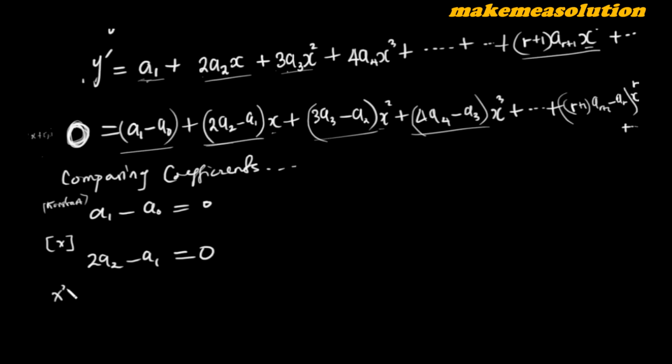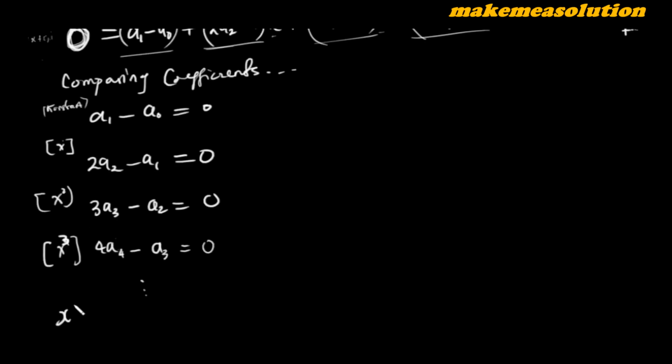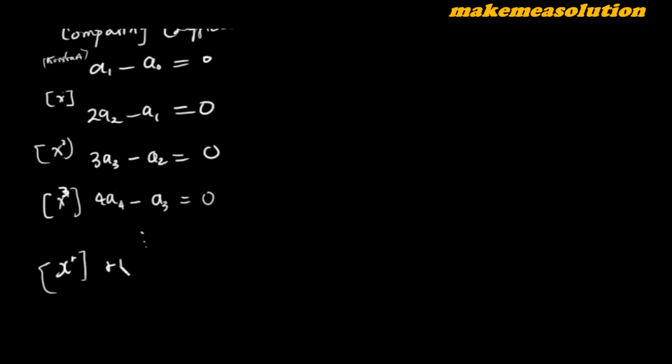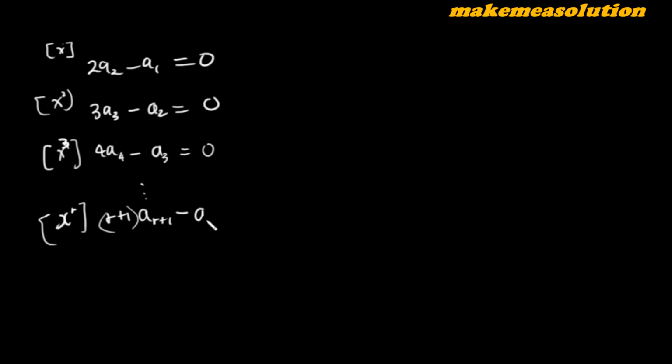Then if we compare terms in x squared, we are going to find out that 3a3 minus a2 is equal to 0. Now if you do it like that, you have x to the 4, something like 4a4. Is it x to the 4, or x squared, and this x cubed, right? Okay, very good. So you have 4a4 minus a3 to be 0, and so on and so forth. When we get to terms in x to the r, we're going to get something amazing. So we have r plus 1, then a(r+1) minus ar, equal to 0.